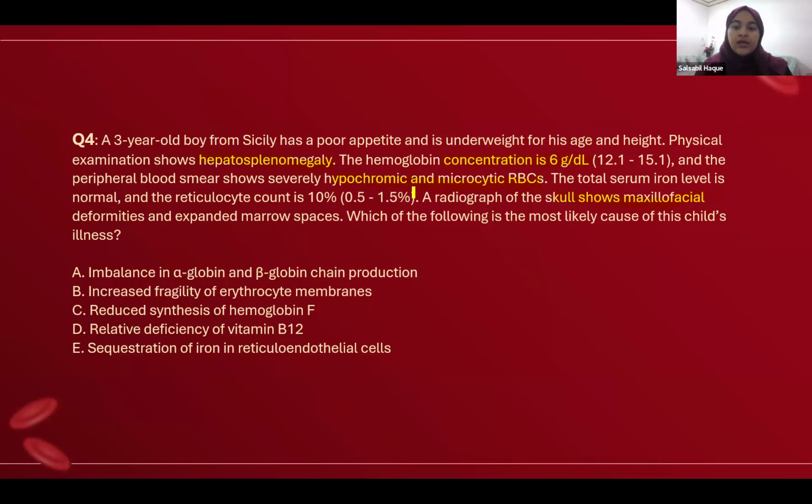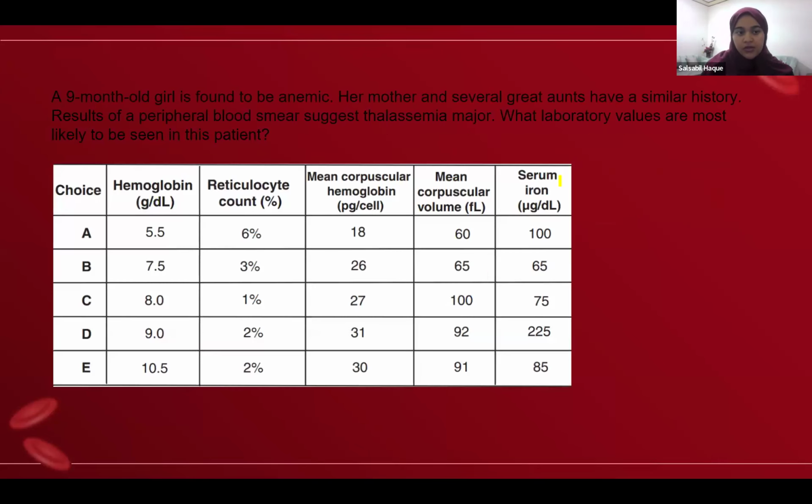That's how you differentiate. Okay, now what are some complications that would happen in thalassemia? So as it's mentioned here, you have maxillofacial deformities. Can anyone tell me what you see on X-ray in thalassemia, especially skull X-ray? Yes, hair on end appearance. Very good. Okay, so you see hair on end appearance, also see splenomegaly, etc., etc. Okay, moving on to, yes, so this is A, imbalance in alpha globin and beta globin chain production. All right.